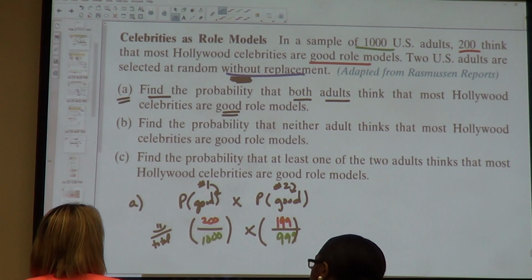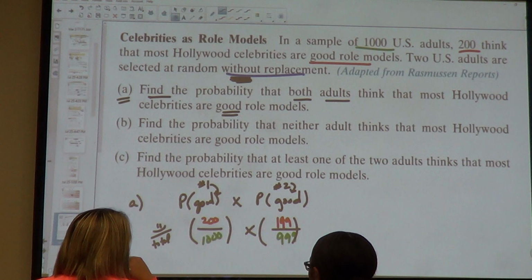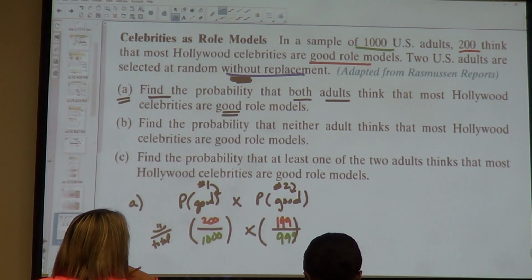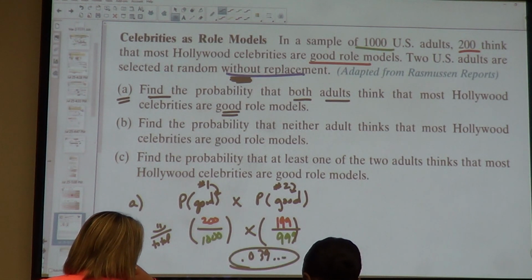All right, I see what y'all were saying, at random, without replacement, so it does seem like it would take away 2 instead of just 1. Yeah. You're taking one each time you're picking. Okay. So when you multiply those together, what do you get? 0.039. Okay, let's look at B.